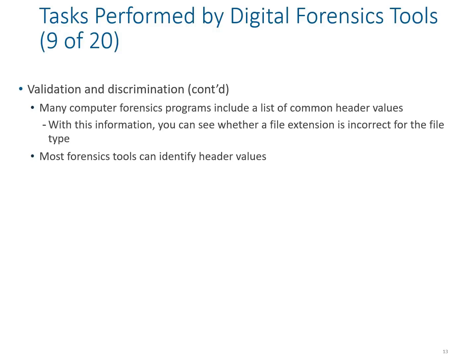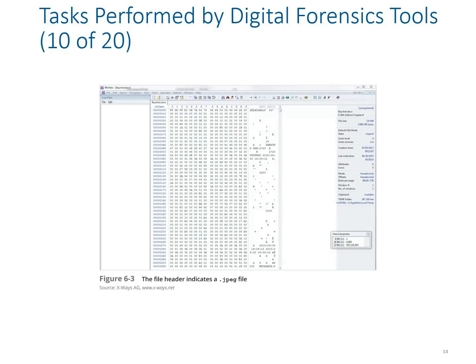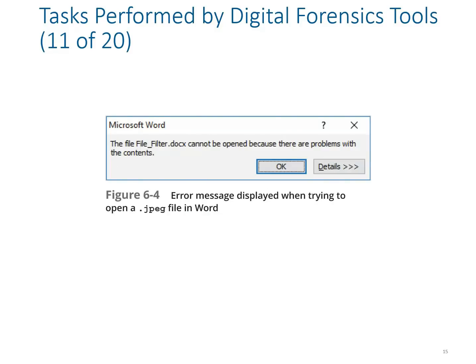Many computer forensics programs include a list of common header values which are the same for each file type. With this information, you can see whether the file extension is correct or something is happening with it. Most of the forensic tools can identify header values and then compare them, and here again they are showing it with the hex editor. Now that's the file we are conducting the analysis on. It would show you an error message that the document cannot be opened because there is a problem with the content, since you are trying to open a document with the name of dog, though it's a JPEG image.